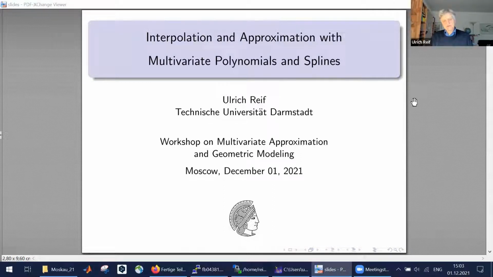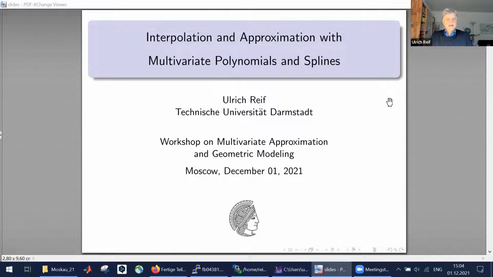Yeah, I'd like to comment on problems related to interpolation and approximation with multivariate polynomials and splines. So I'm a spline person. I always worked on splines, and at a certain point, I wanted to use these splines for simulation and other advanced applications.